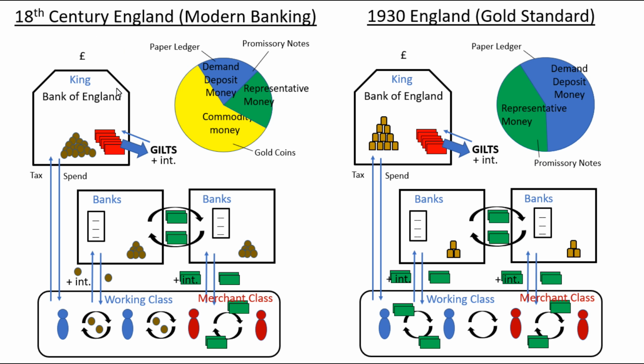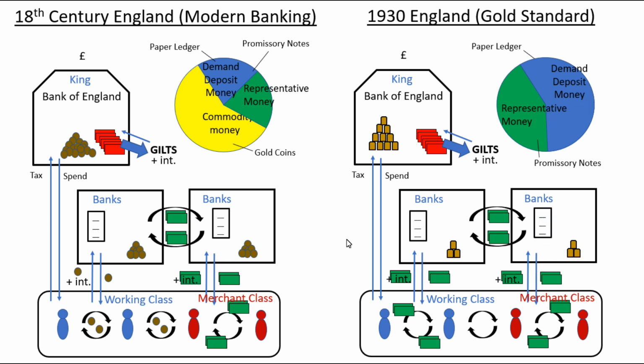But actually, between the 18th century and 1930, as time went on, we had the agricultural revolution and the industrial revolution, and people used more and more of the promissory notes until we got to a point where there isn't any commodity money left in circulation. By the time we get to 1930, all the money in circulation is representative money. And by now, actually, the majority of the money supply is in the form of debt recorded on the ledgers of the banks. In other words, demand deposit money.